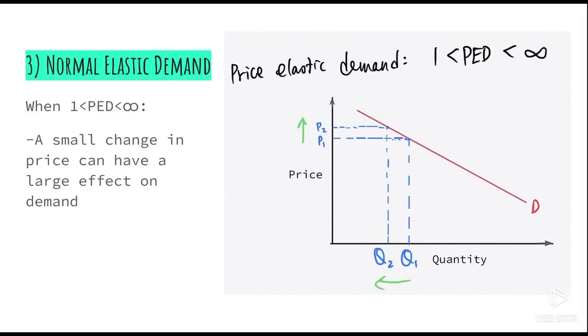And when the PED is larger than 1 yet smaller than infinity, a small change in price can have a large effect on demand. This is especially true when there are other alternatives available to the product.